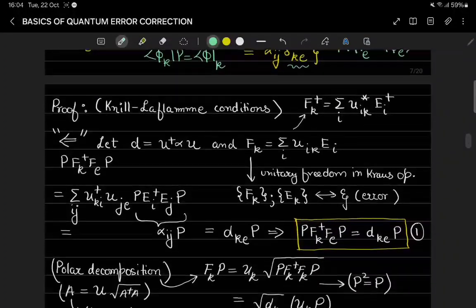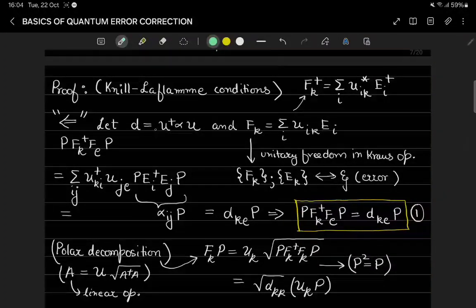For the proof, we start from the fact that alpha is a Hermitian matrix, so we can diagonalize it, and let U be the unitary matrix that diagonalizes alpha. Now I can define a new set of Kraus operators utilizing the unitary freedom in the Kraus operators. I can use the U that diagonalizes alpha and rotate my initial Kraus operators to define the new Kraus operators Fk in this particular fashion.